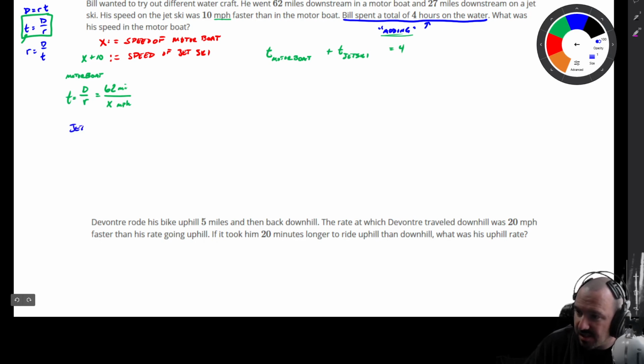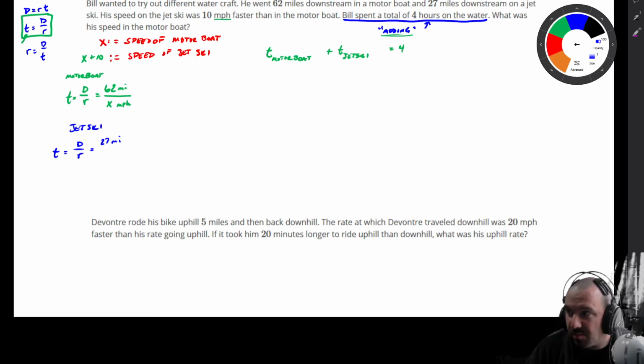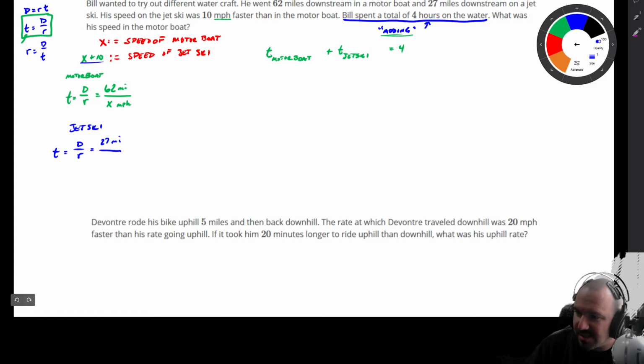Now for my jet ski. My time is equal to the distance over the rate. I went 27 miles. Notice I'm just saying I instead of Bill, because I really don't care what the person's name is. I'm putting myself in this problem so that I can better understand it and walk through it. 27 miles downstream on a jet ski. His speed on the jet ski was 10 miles more. Okay, so I need my speed, and my speed on the jet ski is x plus 10, and that's also in miles per hour. That whole thing is.